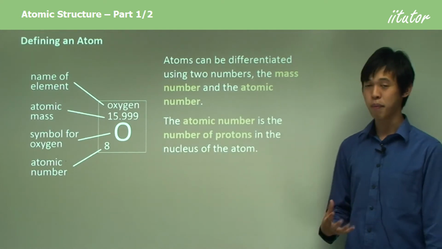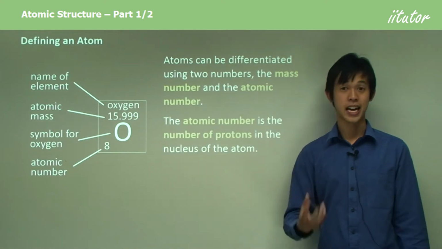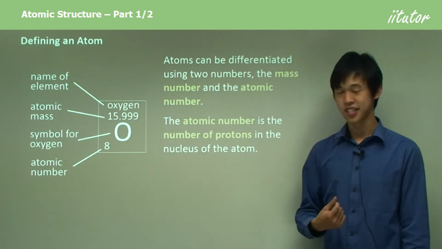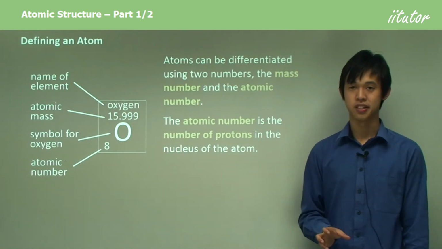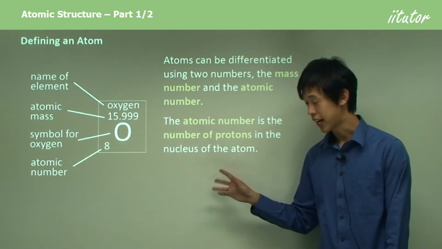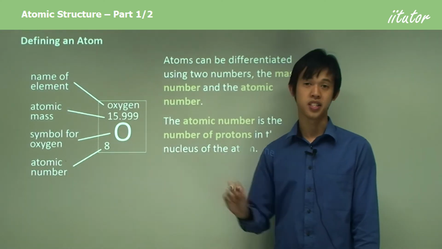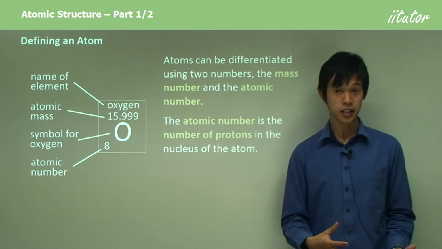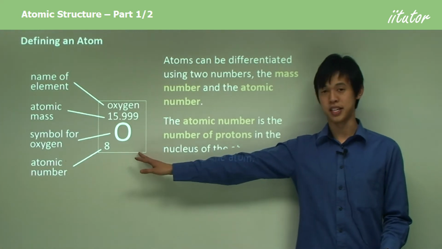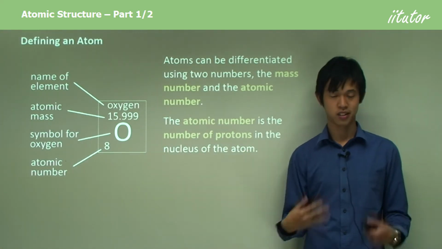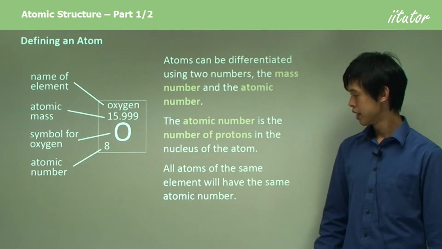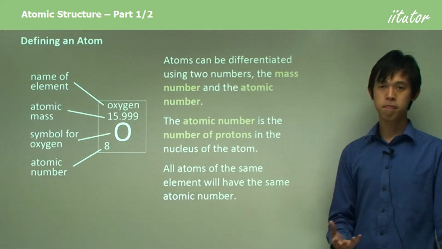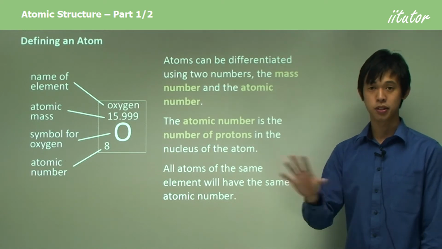So the atomic number is the number of protons in the nucleus of the atom, okay? So the atomic number, this number, is the number of protons in the nucleus of that particular atom. That explains why this number is always an integer, right? Because you can't have 0.5 of a proton. That doesn't make sense. So this number has to be integer valued, and that's why, because it's the number of protons in the nucleus. So all atoms of the same element will have the same atomic number. Every atom of the same element will have the same atomic number.